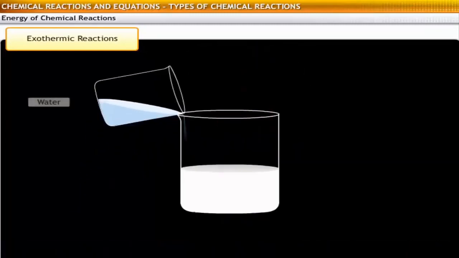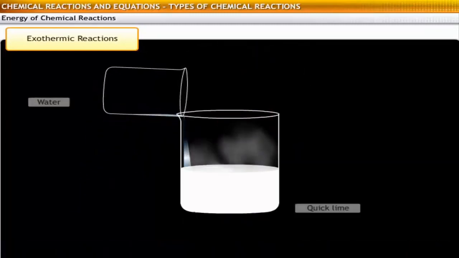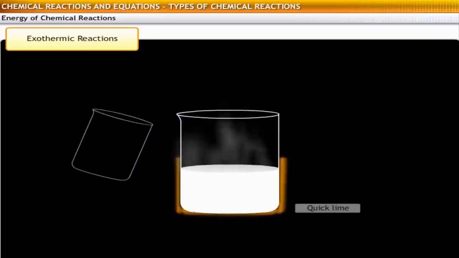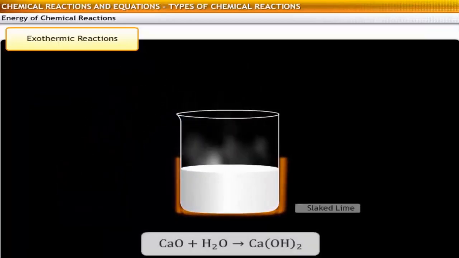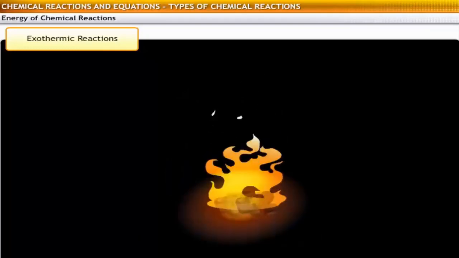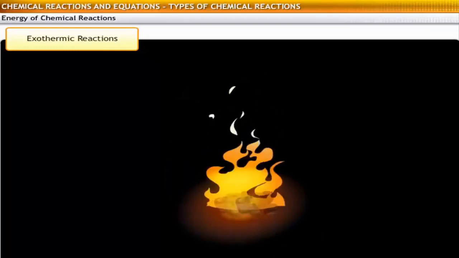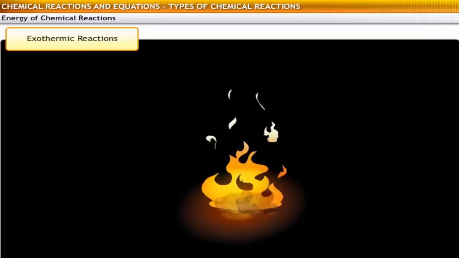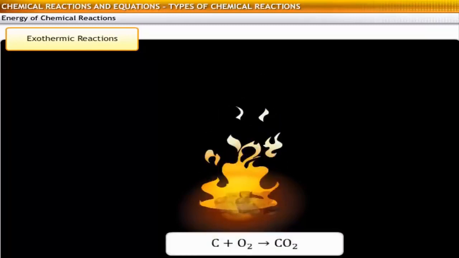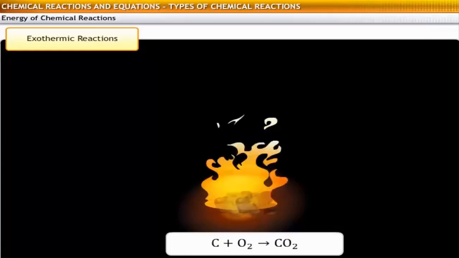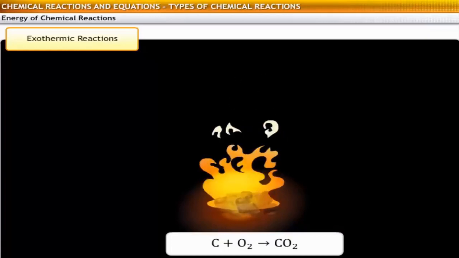For instance, when water is added slowly to a small quantity of quicklime or calcium oxide in a beaker, slaked lime or calcium hydroxide is formed and the beaker gets heated up. This is due to the evolution of heat during the reaction. Therefore, this is an exothermic reaction. All combustion reactions are exothermic reactions. For example, in the burning of coal, a large amount of heat is liberated. Therefore, it is an exothermic combustion reaction.